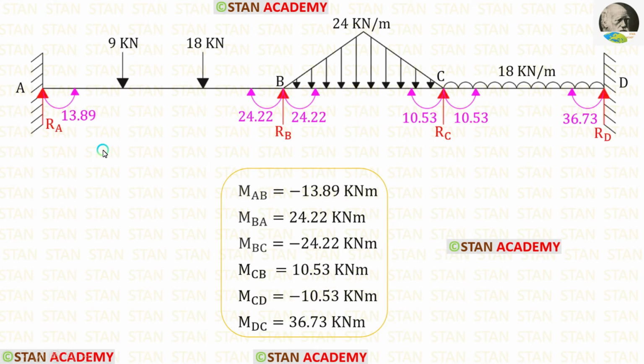Now, we are going to find the vertical reactions. First, let us take the span AB and find the vertical reactions. In the span AB, we have the moments MAB and MBA. MAB is acting in the anticlockwise direction and MBA is acting in the clockwise direction.